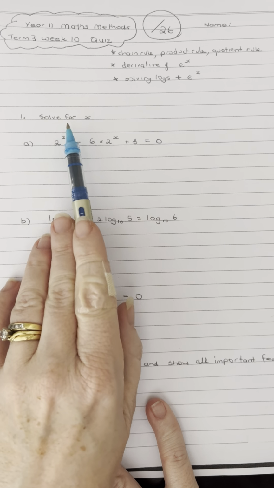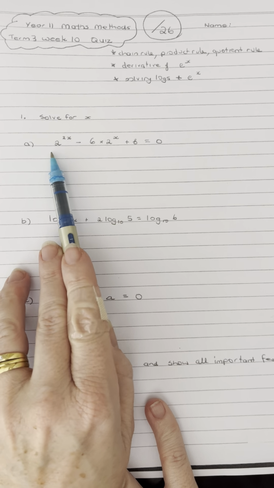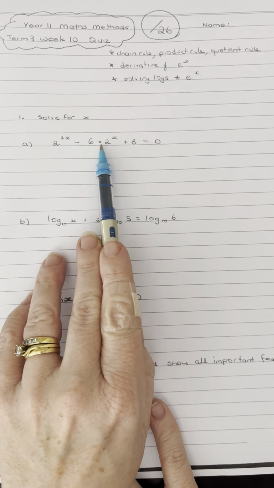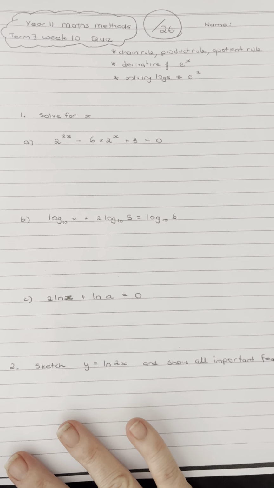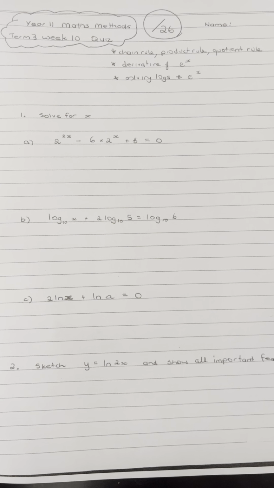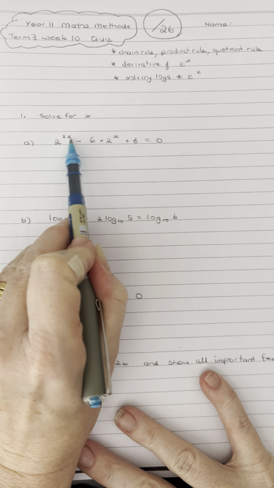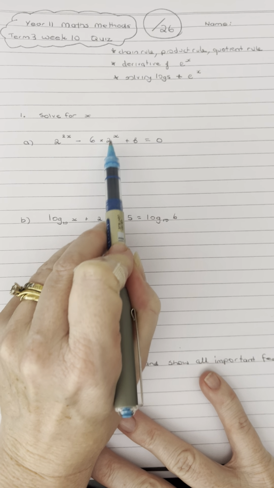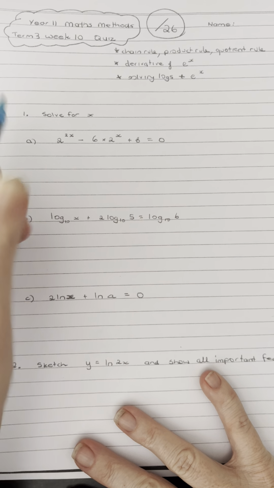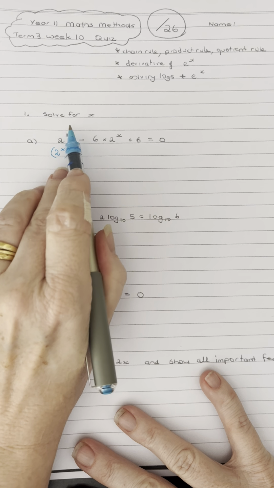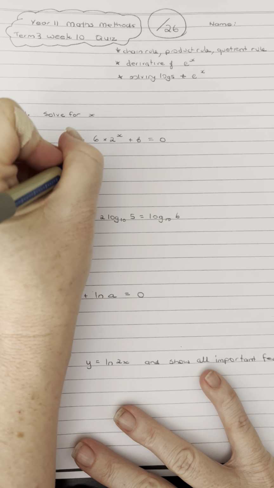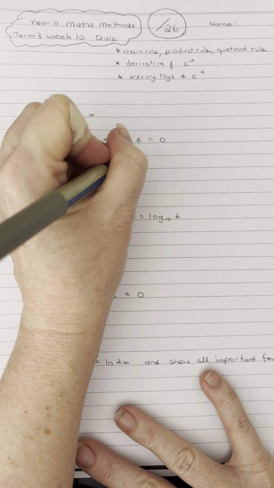So the first one we've got is solve for x. And we have 2 to the power of 2x minus 6 times 2 to the x plus 8. Now, these are one of my favourite ones because they're a bit of a trick question, or you need to be able to notice what you need to do for it. So the trick, I guess, that you're looking for is when we see a 2x like this and we have another something to the x, we can write this one as 2 to the x squared, because x times 2 is 2x. And then we've got 6 times 2 to the x plus 8.